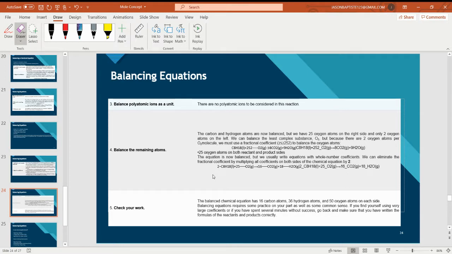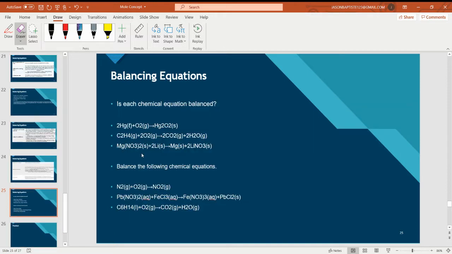So let's move on, shall we? So let's start with these simple exercises. In the first section, they're asking us if these equations are balanced. Now let's start with the first one.